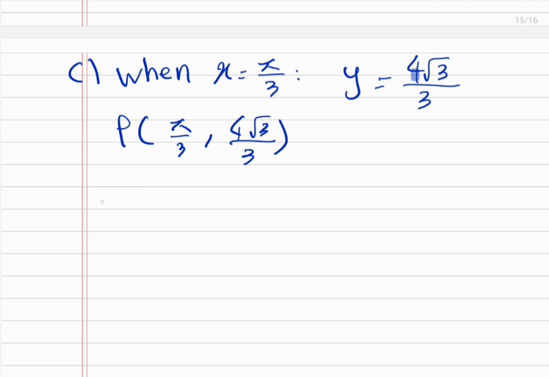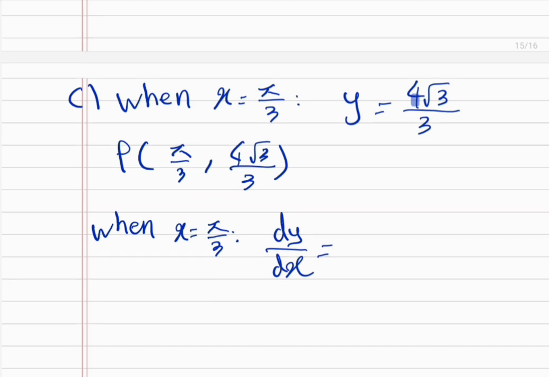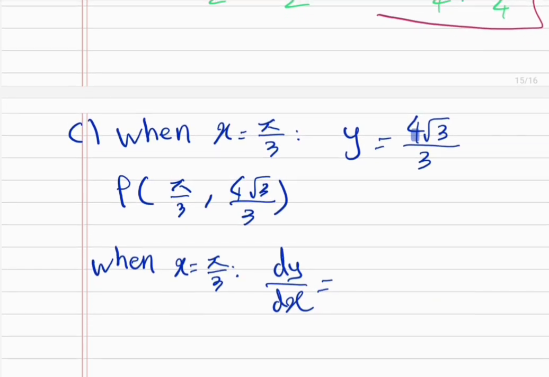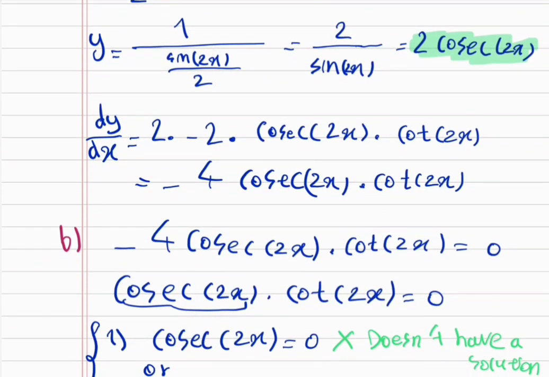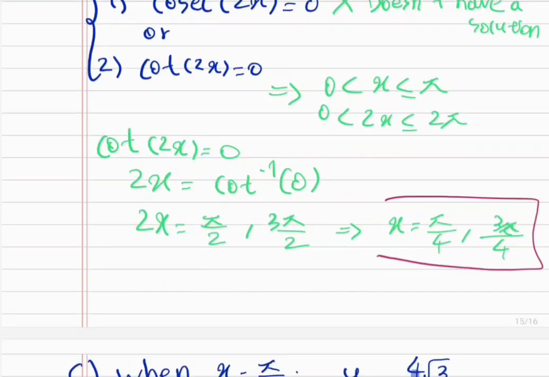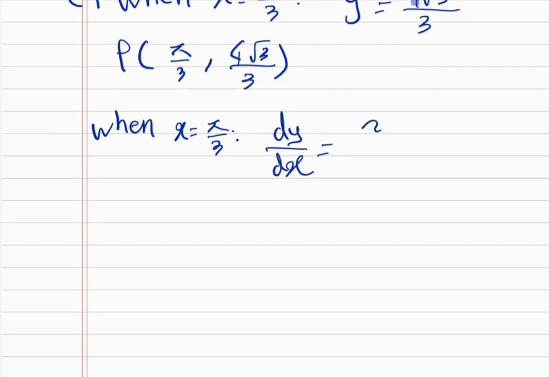The next step is finding the derivative. Again, when x is equal to pi over 3, the derivative is equal to, so it's just the same thing. If you want to find a derivative at this point, you substitute pi over 3 into the equation of the derivative, which is here. So here you substitute pi over 3 to find the derivative, which gives us the value 8 over 3.